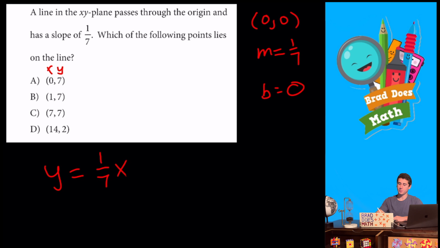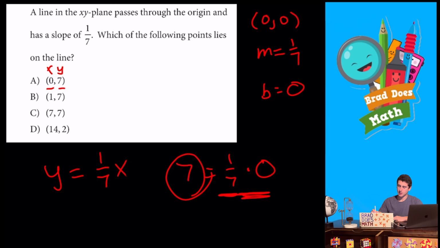So I'm going to plug in 0 for x and 7 for y and see if I get a true equation. So 7 is my y. I don't know why I put a 2. Times x, which is 0. 1/7 times 0 is 0, not 7. So answer choice A is out.